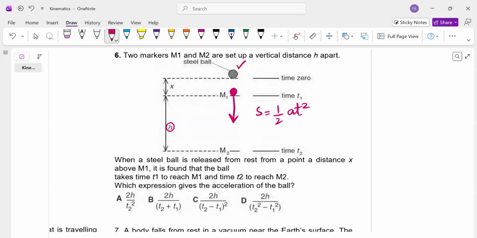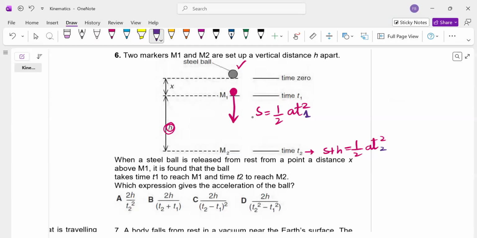Now at M2, what you need to do? You will add H. At this position, it will be S plus H, right? Because this is H. S plus H, and it will equal half a t square. Okay, this is at M1, this is T1 and this is T2, right? Are you getting what I have written?